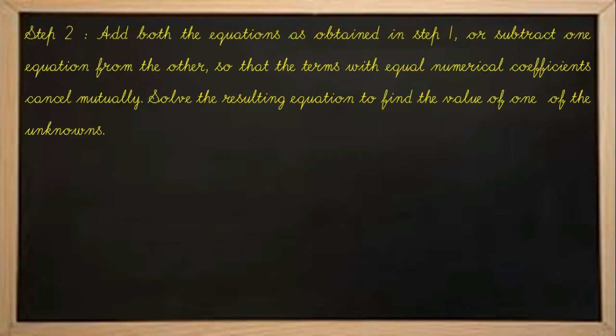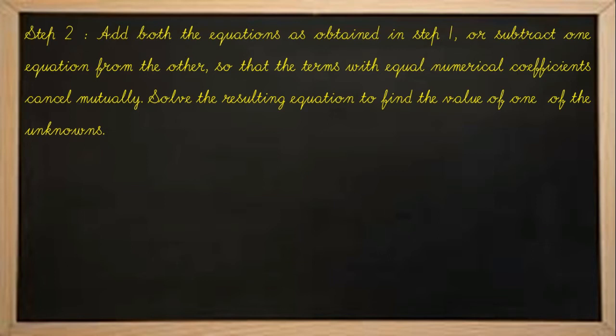In the second step, add both the equations as obtained in step 1 or subtract one equation from the other so that the terms with equal numerical coefficients cancel mutually. So in the second step it is clearly said either we need to add or we need to subtract. How to decide whether we should add or subtract? So addition or subtraction is the second step.